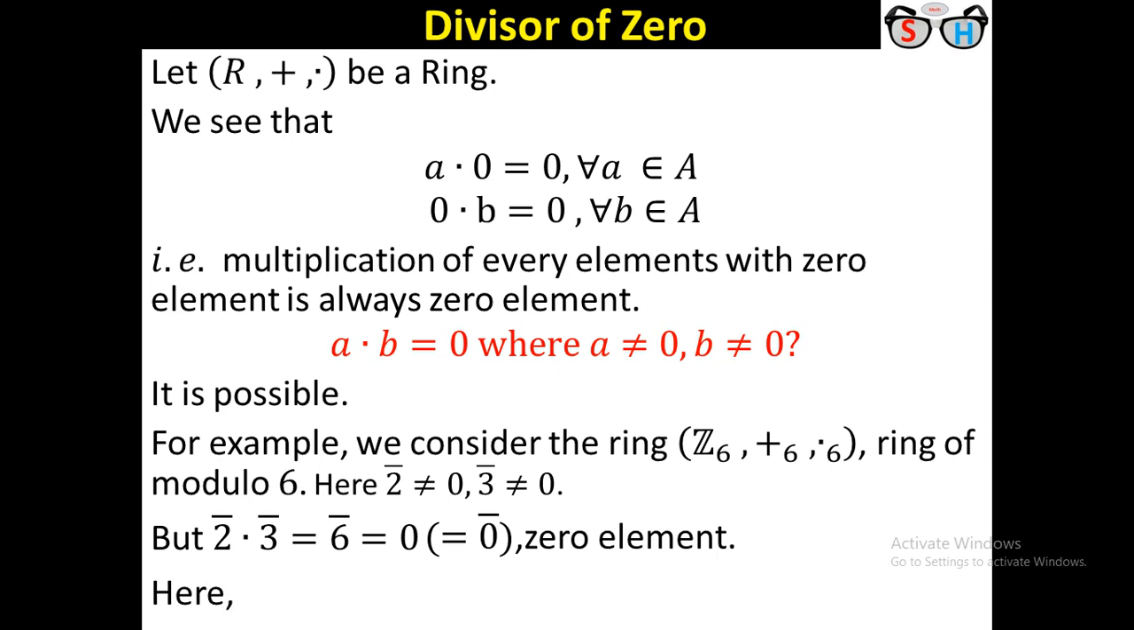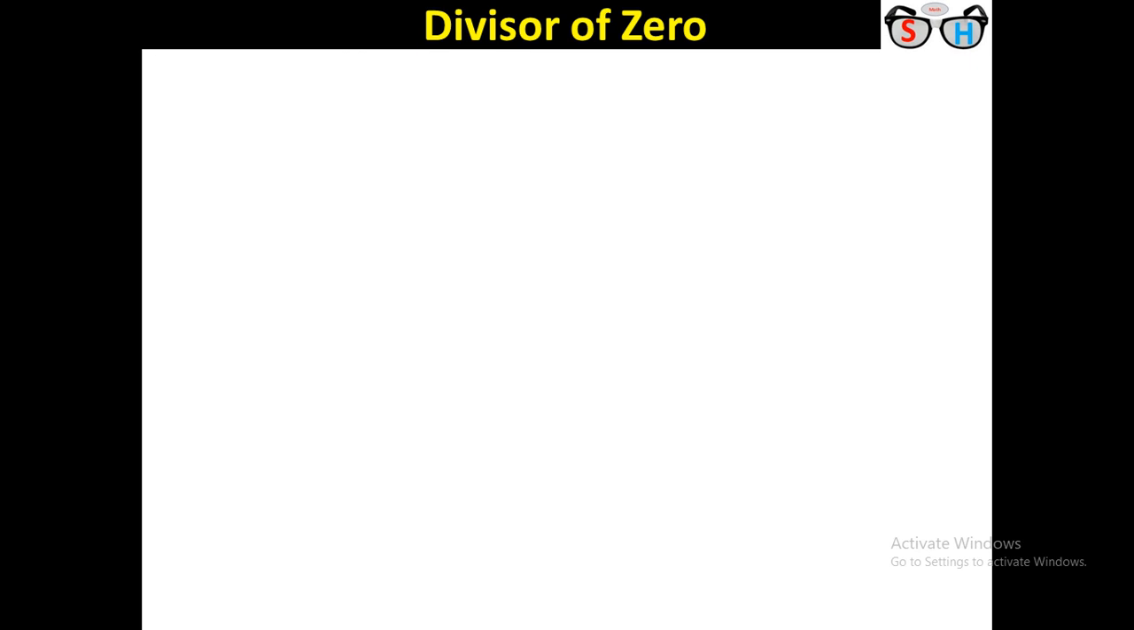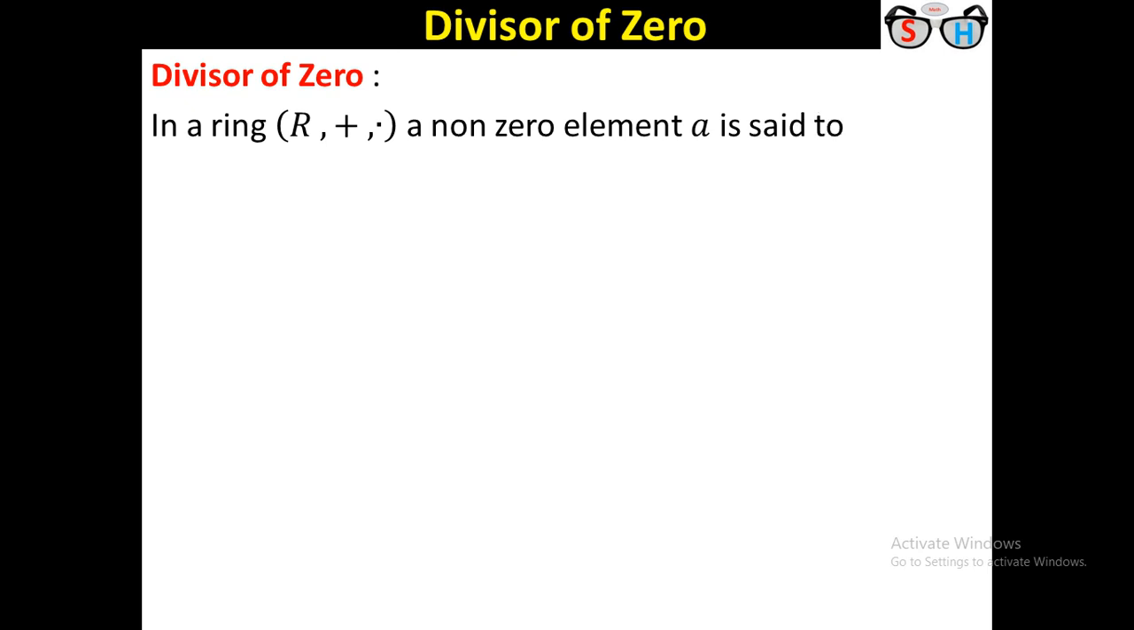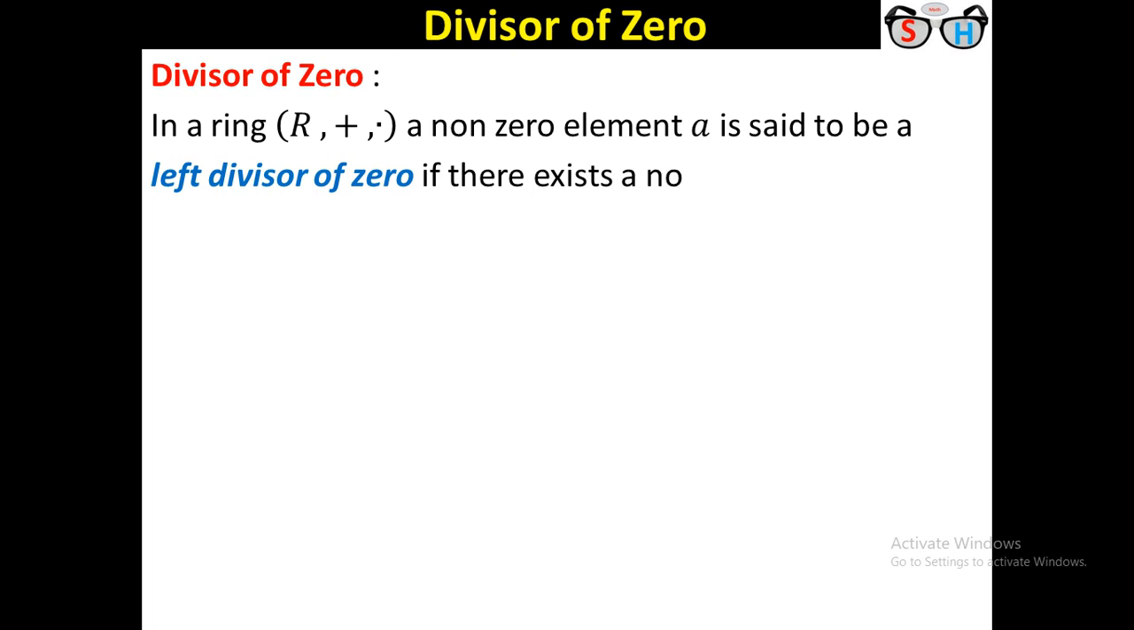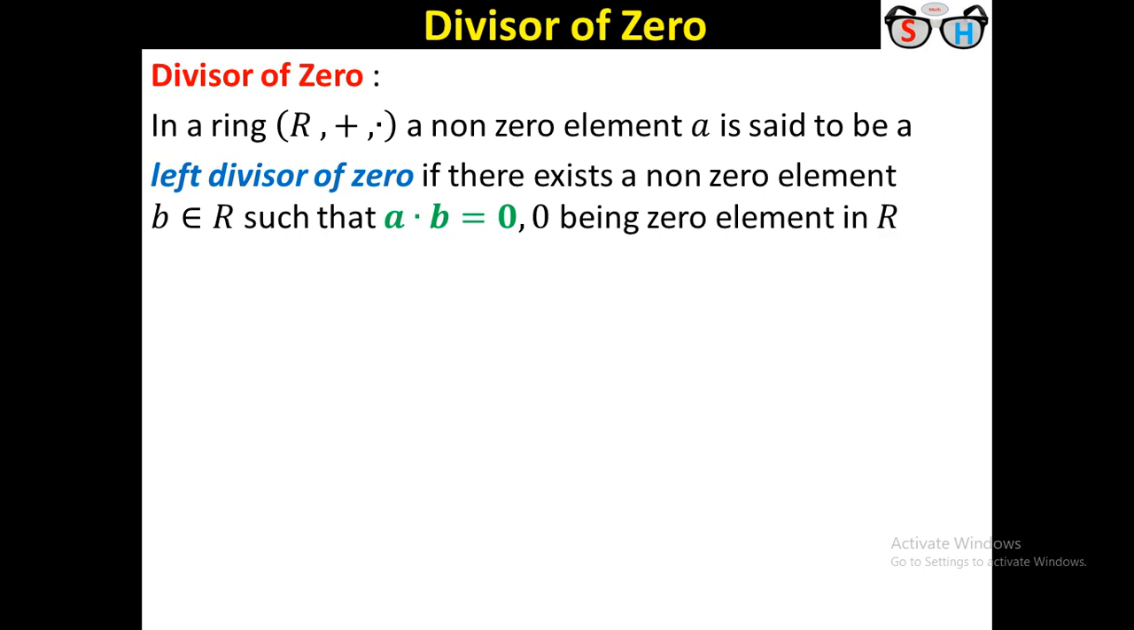So here 2 bar and 3 bar are called divisors of 0. This is an example of divisor of 0. Now I will give the definition of divisor of 0. In a ring R, plus, dot, a non-zero element A is said to be a left divisor of 0 if there exists a non-zero element B in R such that A dot B equals 0, where 0 is the zero element in R. You see that here the product of two non-zero elements is 0.